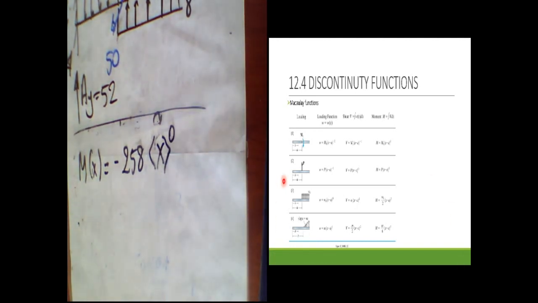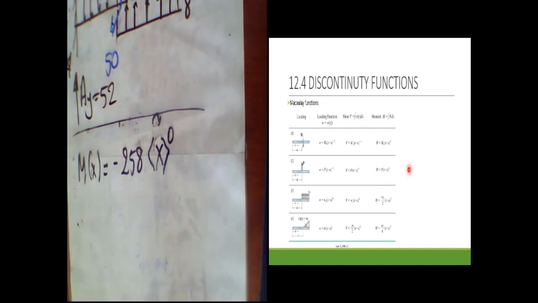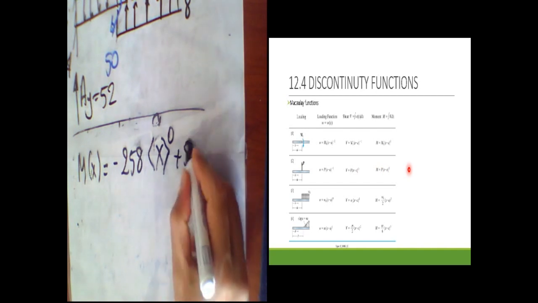Then the second term is AY, the force in the upward direction. You remember that it is P multiplied by x minus 0 to the power 1. P is equal to the force, which is equal to 52.